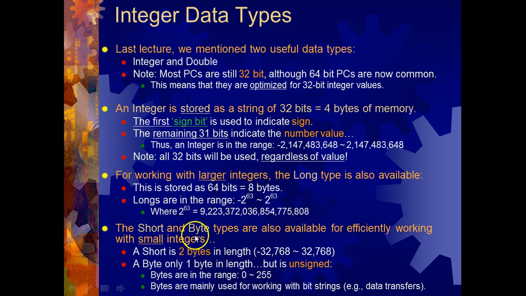Next, he says the short and the byte types are also available for efficiently working with small integers. So a short is only 2 bytes, and a byte is only 1 byte, but is unsigned. So bytes are in this range, so it's not negative numbers, and bytes are mainly used for working with bit strings. That means for data transfer. So basically, we won't run into that, at least not in our first course.